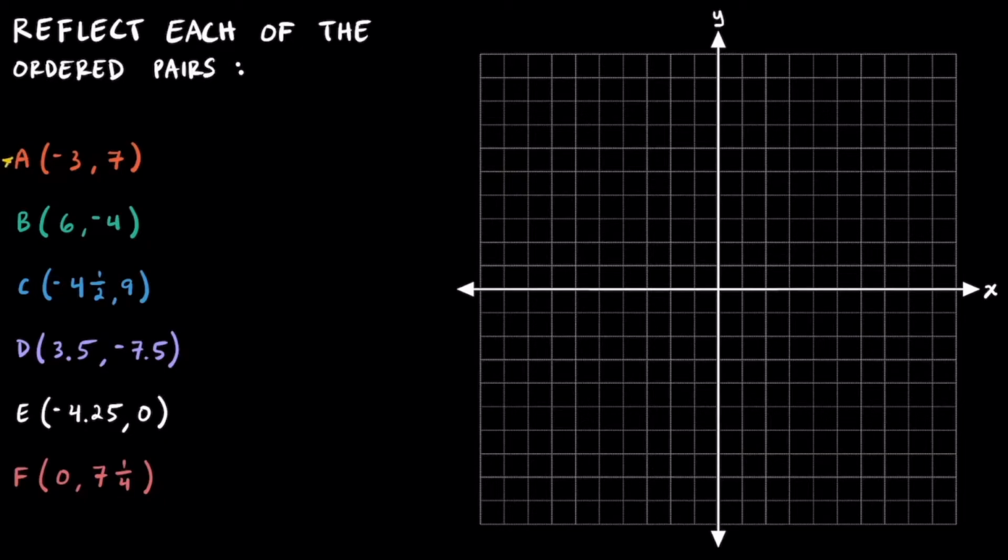Let's first take a look at point A, which has an ordered pair of -3, +7. To plot this point, we'll start at the origin, move 3 units to the left and 7 units up to plot point A in quadrant 2.